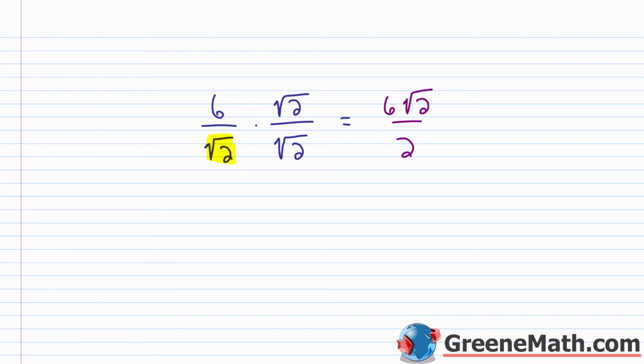And of course, we can simplify this further. 6 divided by 2 is 3. So this would end up giving us 3 times the square root of 2. But the main idea here is just to understand that this right here is considered simplified, and it is preferred to this right here. They are the same value. They are equal to each other.